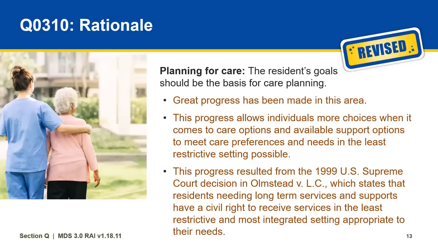Additional detail has been added to the rationale for this item. The residents' goals should be the basis for care planning. Unless the residents' goals for care are understood, their needs, goals, and priorities are not likely to be met. Great progress has been made in this area. This progress resulted from the 1999 U.S. Supreme Court decision in Olmstead versus LC, which states that residents needing long-term services and supports have a civil right to receive services in the least restrictive and most integrated setting appropriate to their needs.